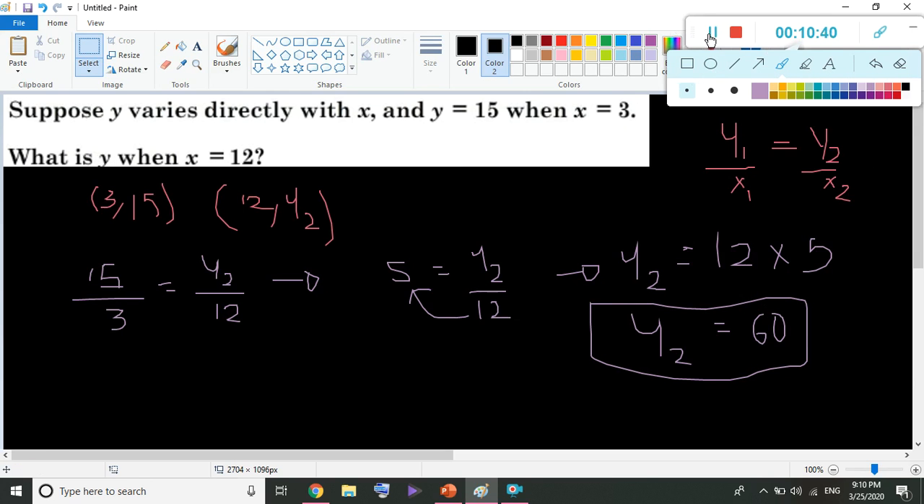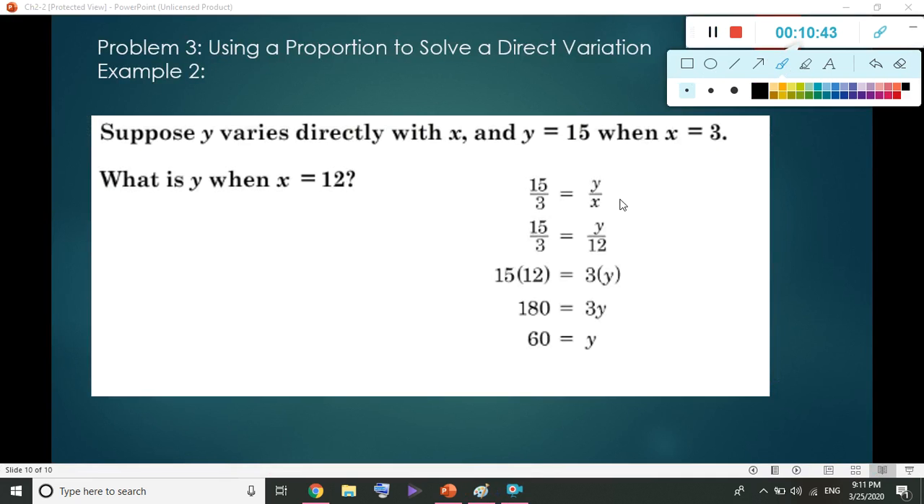Now let's check our answers. So we made 15 over 3. They used cross multiplication here, but I thought that it's going to be easier. Like 15 over 3 is going to be 5 times 12, which is 60. Here they made it 15 times 12, which is 180, equals 3y. Then they divided everything by 3. They got y equals 60.